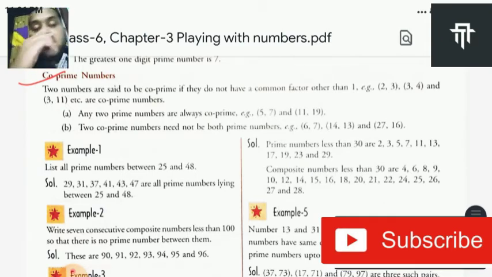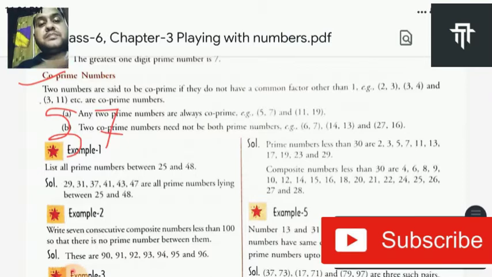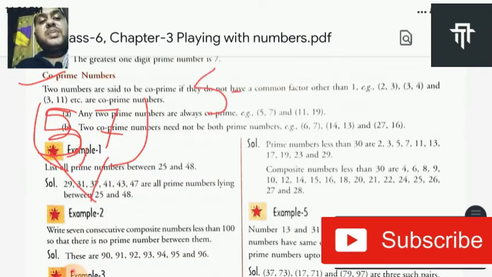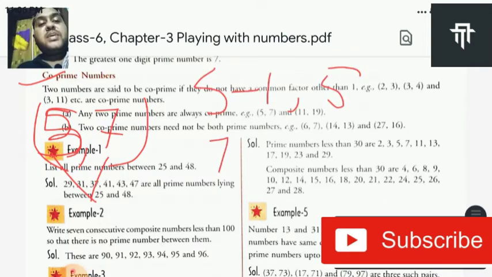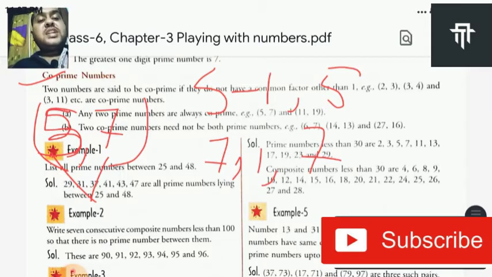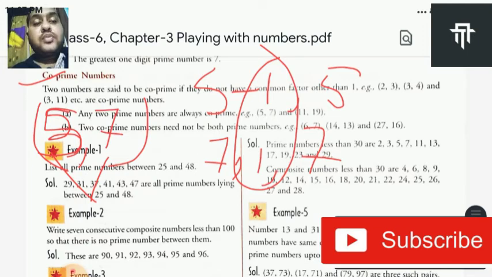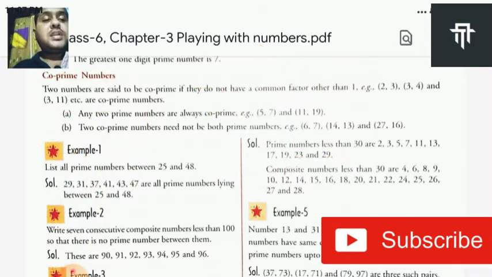So first, suppose we write 5 and 7. Here, the common factors between 5 and 7: the factors of 5 are 1 and 5, and the factors of 7 are 1 and 7. So the common factor is 1 only. So all the pairs of numbers whose common factor is 1 are called co-prime.